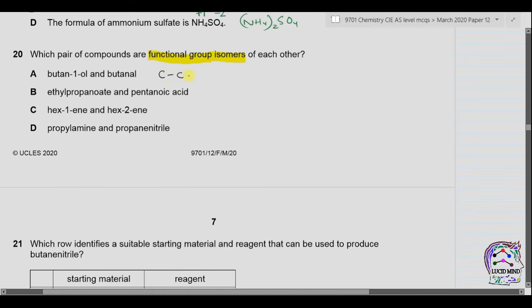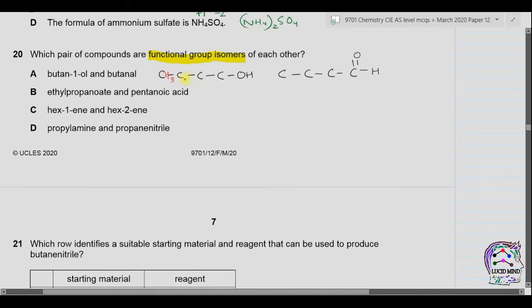This is butan-1-ol. Butane consists of 4 carbon atoms and OH is attached to the first carbon. Butanal also consists of 4 carbon atoms and the functional group is aldehyde. Now let's see the number of hydrogen atoms on each of them.